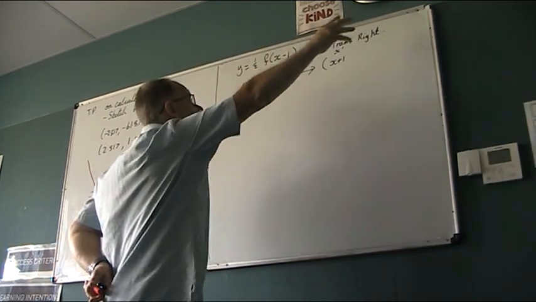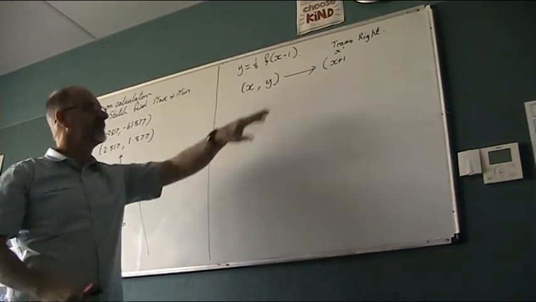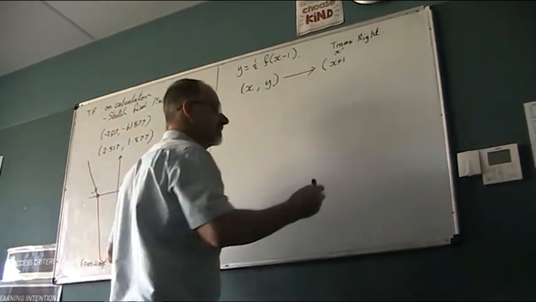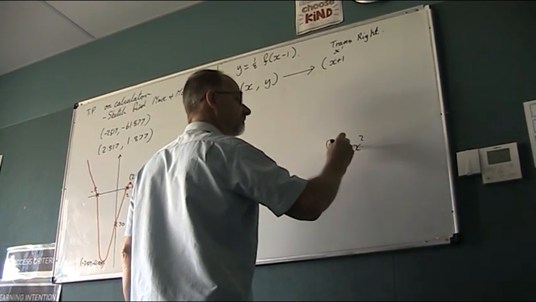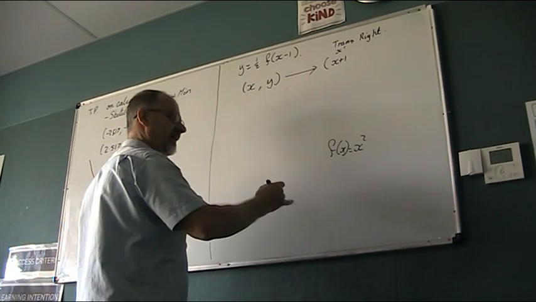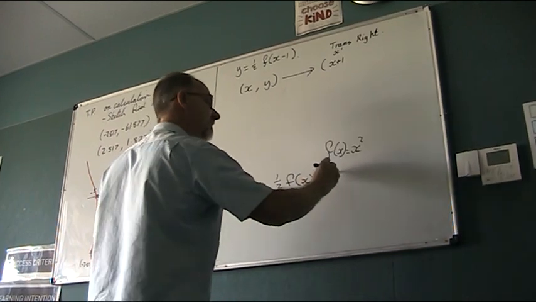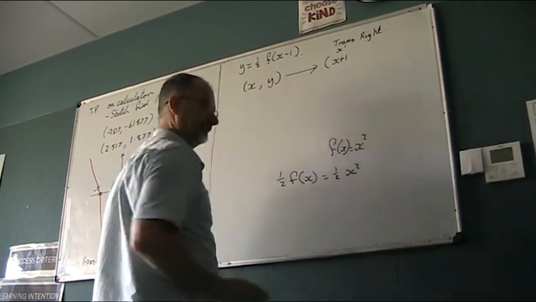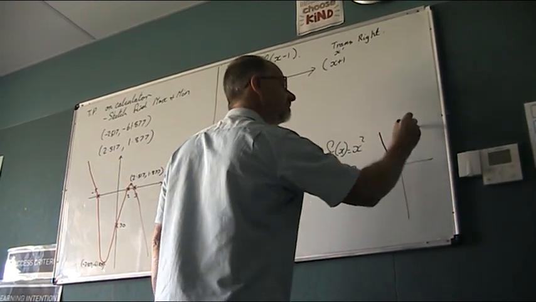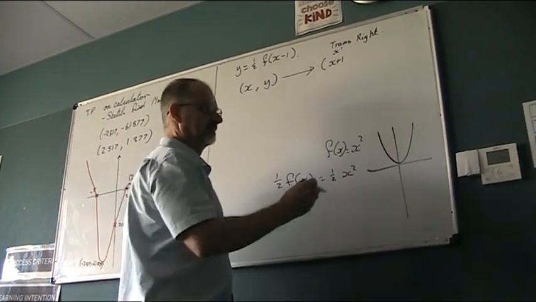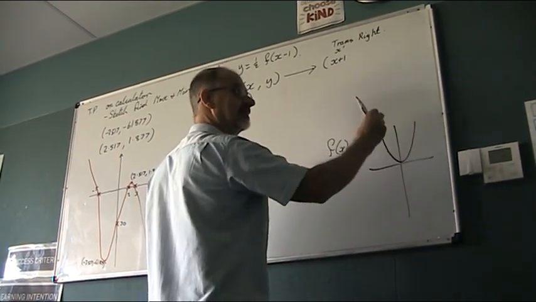Right, so f(x) means we've done our function first. So let's say our function is x squared. So f of x is x squared. So we've done our x squared first, and then we're doing a half of that, which is a half x squared. So x squared is like this. Half x squared is wider or thinner? Wider.